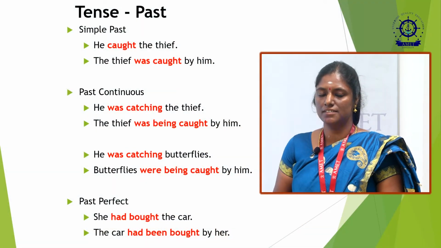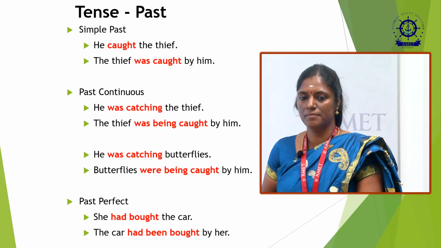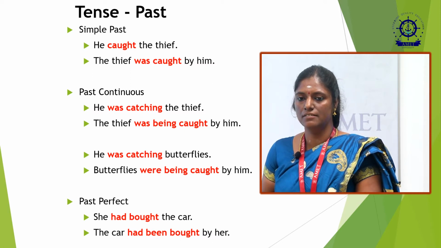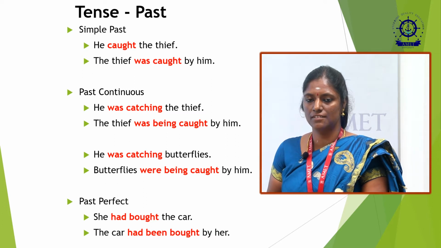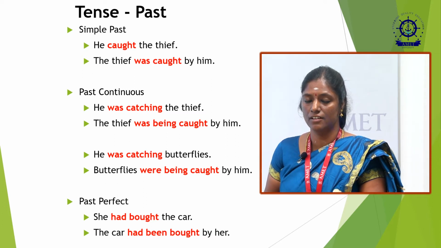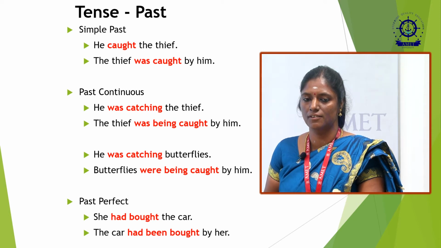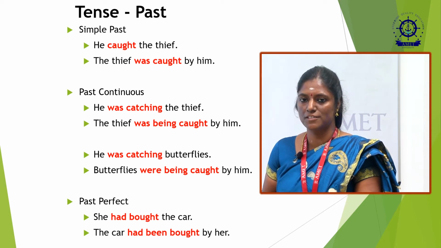Okay, let's see the past tense. Again the same thing. We have to take only 3 tense forms: simple past, past progressive and past perfect. We are not including past perfect progressive because we could not convert it into passive voice. So we are taking the first 3 tense forms.